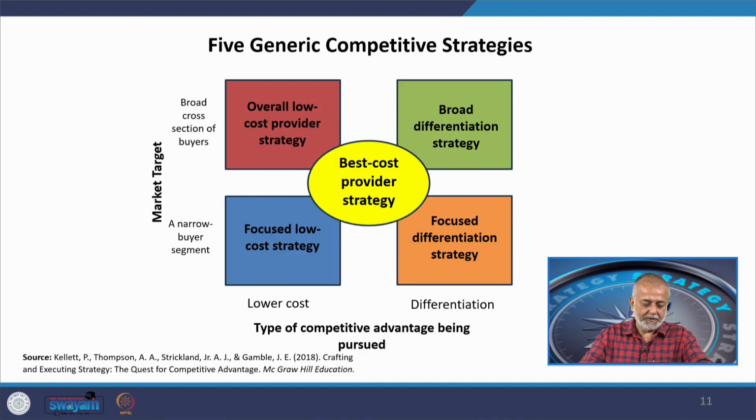Look at this. As I said, authors have taken market target on the vertical axis. On the horizontal axis, it is the type of competitive advantage being pursued. On the vertical axis, the two elements of market target are a narrow buyer segment, or let us say a focused kind of segment, that is, types of customers based on specific income group.